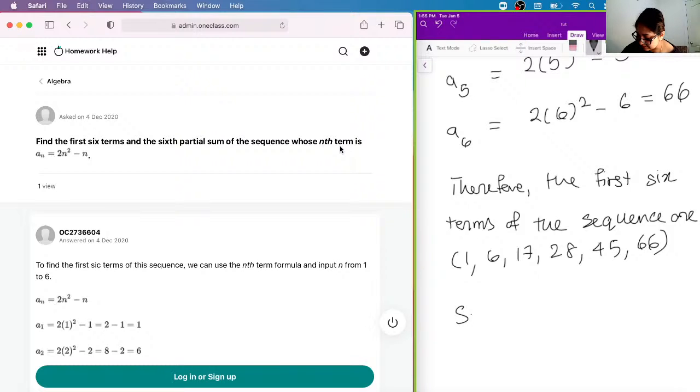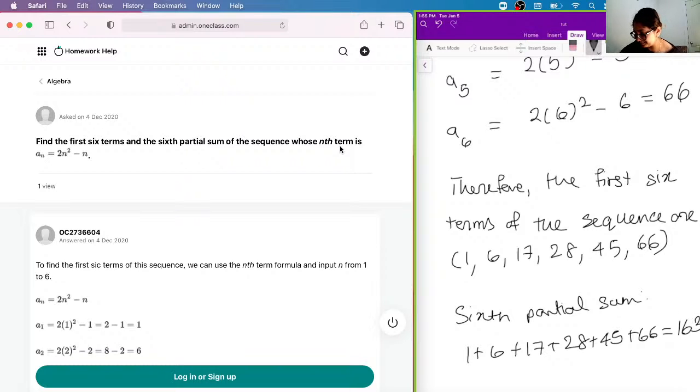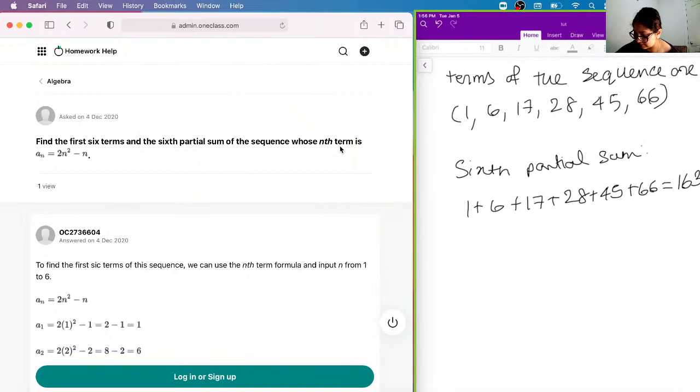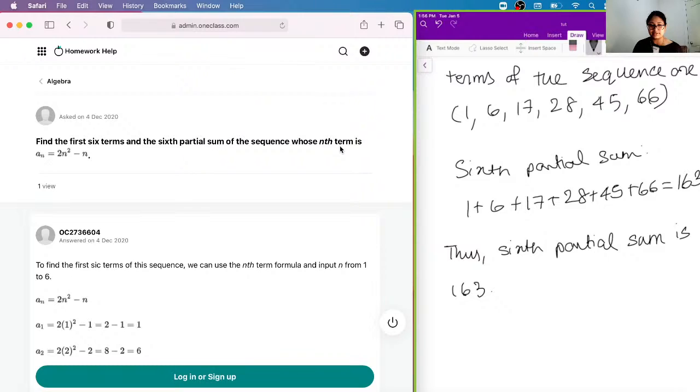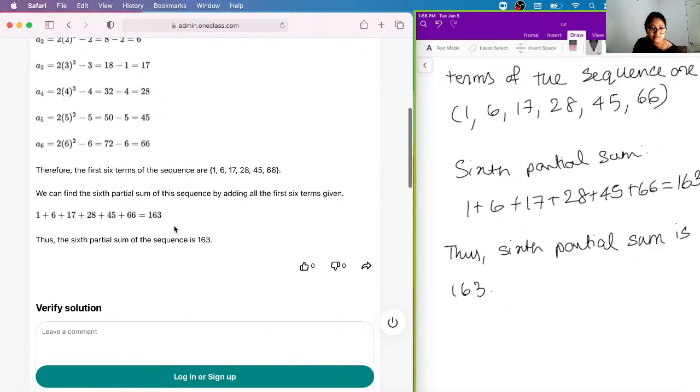So sixth partial sum. Into this, we just simply add all the terms: plus 17, plus 28, plus 45, plus 66, and you get 163. And thus the sixth partial sum is 163. Okay, and as you can see, the solution is correct.